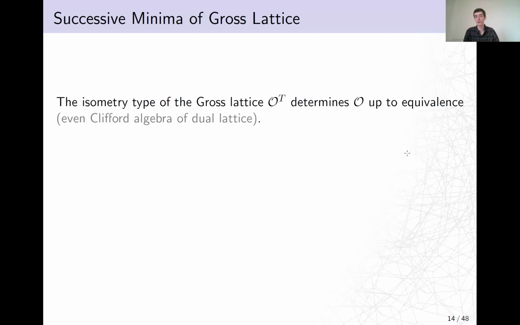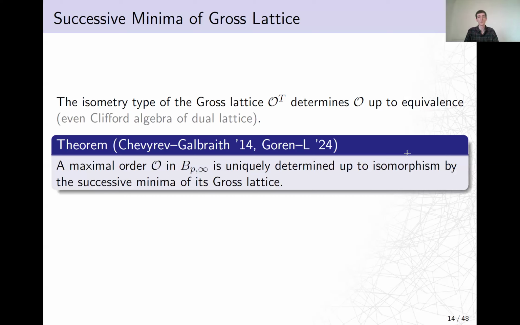A more recent result is that you don't actually have to know the entire isometry type of the gross lattice. It's enough just to know its successive minima. If you know the successive minima of the gross lattice, this uniquely determines the maximal order up to equivalence. A version of this was proven by Chevyrev and Galbraith under quite a few little technical conditions. And Eyal Goren and I recently showed that we can remove those technical conditions and prove it for all maximal orders in B_{p,infinity}.